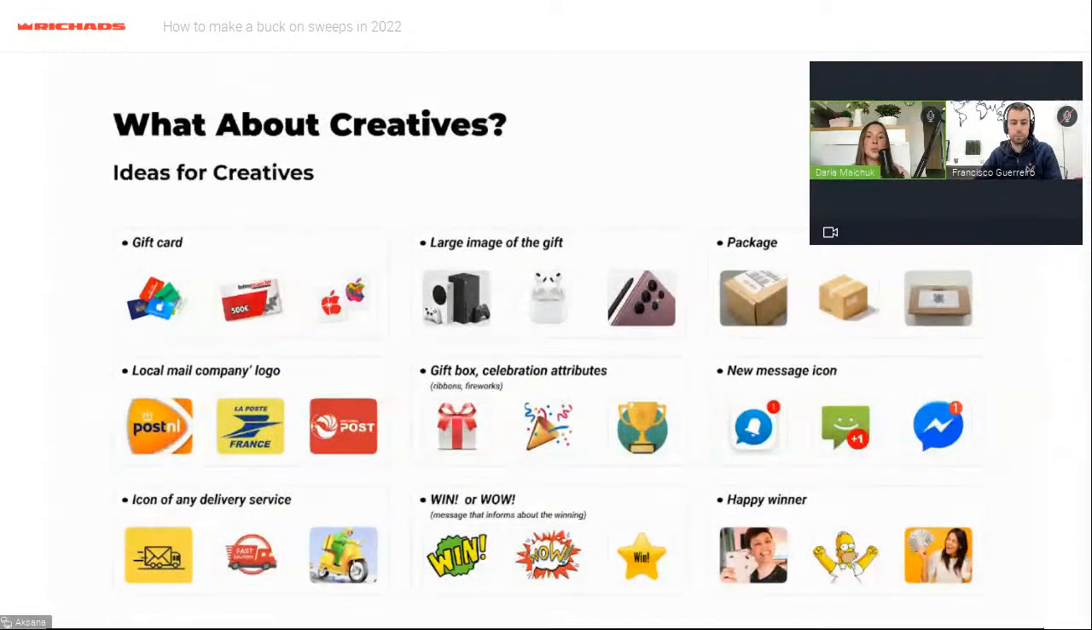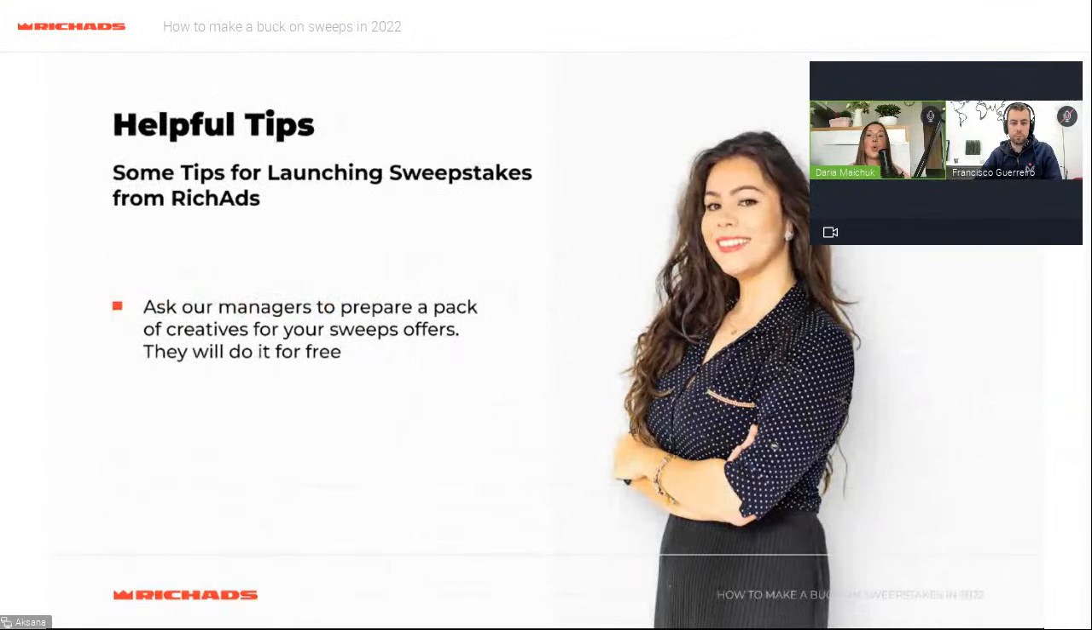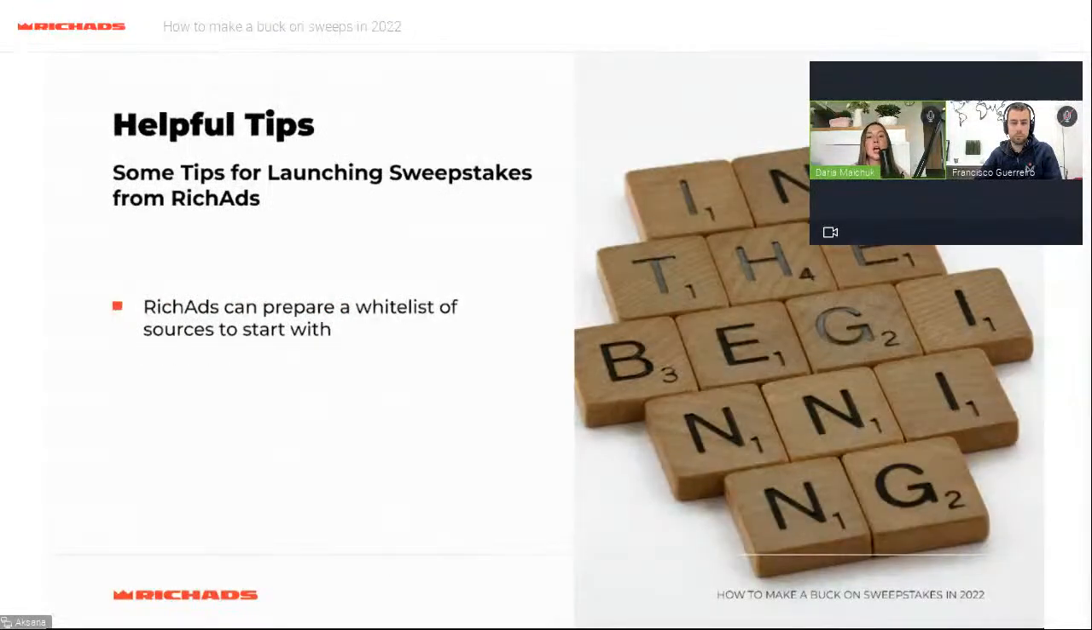Some tips for launching sweepstakes from RichAds. Ask our manager to prepare a pack of creatives for your sweeps offer. They will do it for free. RichAds can also prepare a whitelist of sources to start with. This means that you will start with the best traffic in their network.